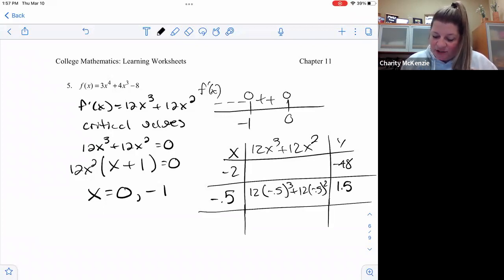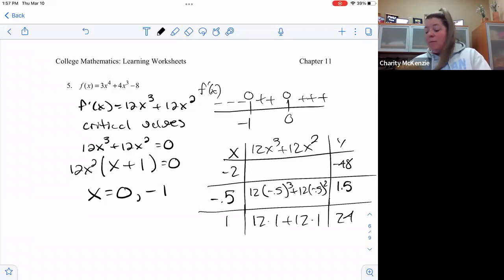And the last section would be something above 0, so maybe a 1. So 12 times 1 plus 12 times 1 would be a positive 24. So we look at that one, and I can see it goes negative, positive, positive.